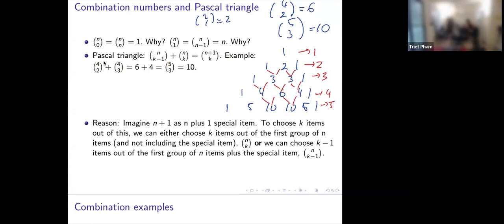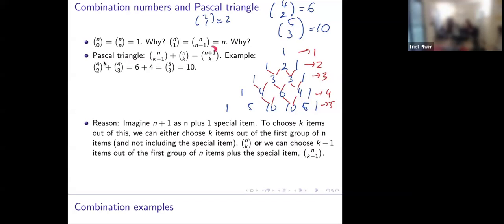And so basically, this explains how you build up the Pascal triangle, which is something you just kind of need to know when you look at combination numbers. Well, it remains to explain why this is true. You can prove it by the definition, but that's a clumsy way to do so. We want to explain it using counting intuition.